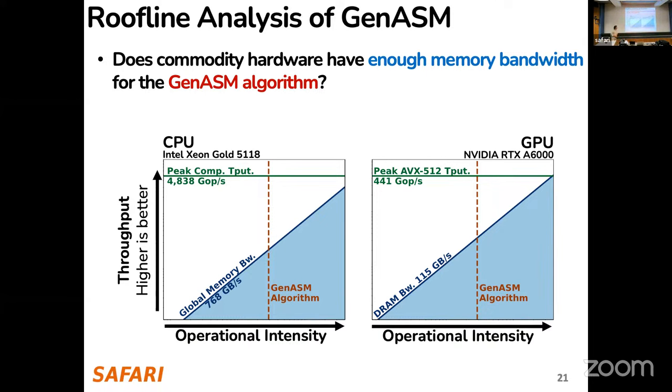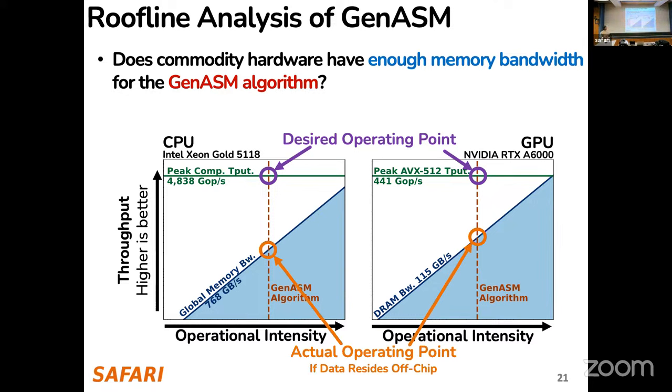On the x-axis, you plot the operational intensity, that's operations per byte accessed from memory. Then you can also compute the operational intensity of the algorithm that you have, and you get such a plot. What can we read out of this plot? The desired operating point is clearly at the peak compute throughput. We would like to always use all the functional units that we have. In reality, we're limited by memory bandwidth because the algorithm moves too much data for whatever bandwidth the memory provides.